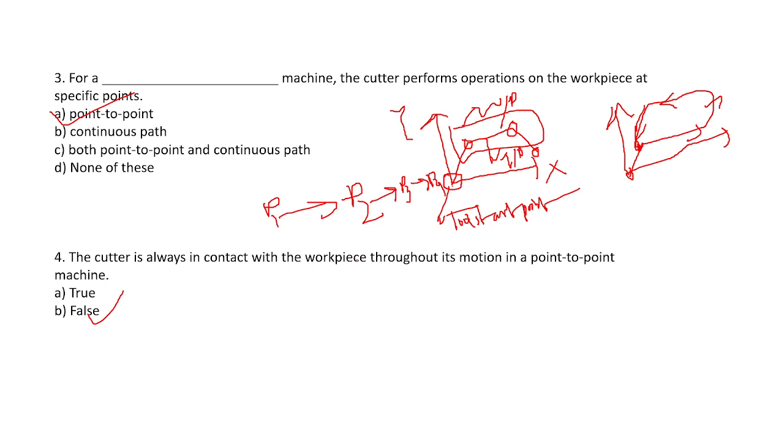So point to point is used for location specific operations like drilling and boring, and continuous path is used to machine the geometry of the workpiece, right? Yes, you can say it's that sort of operation.